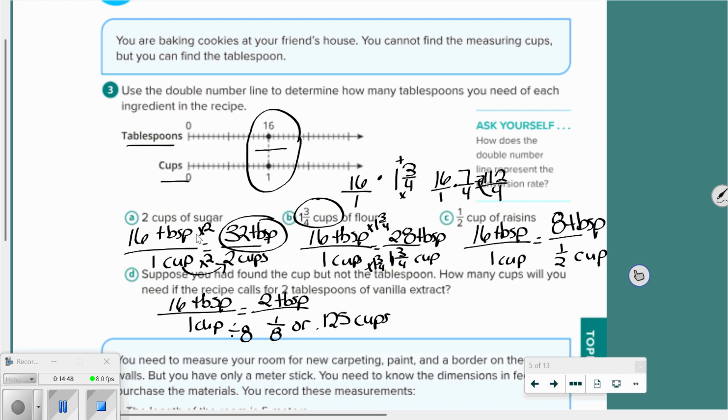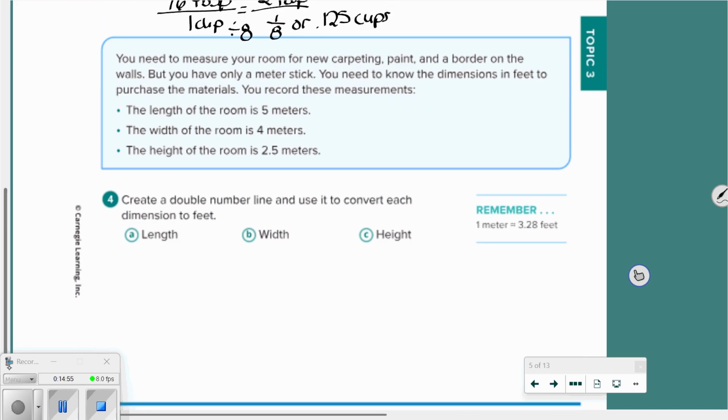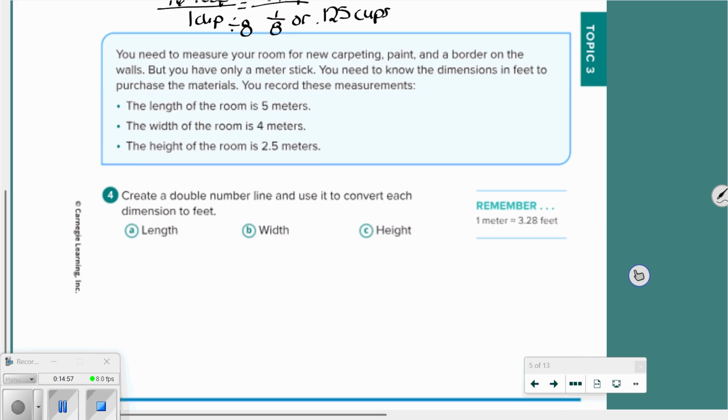1/8. Make sense? All right, so I want you to do the bottom, and I'm not going to read this one to you. You may work as a table, and you have about 3 minutes. The only thing I'm going to point out is here is your conversion rate. All right.